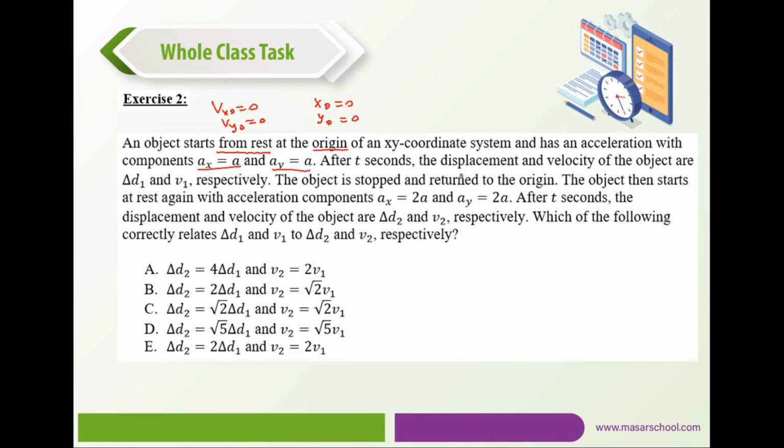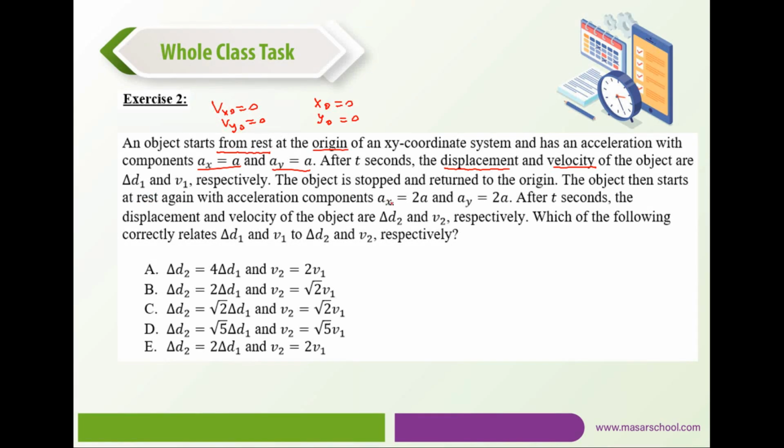After t seconds, the displacement and velocity of the object are given by delta d1 and v1. Notice that here we're talking about displacement and velocity. These are vector quantities, and now they have both x and y components because the motion occurs in 2 dimensions. The object is stopped and returned to the origin. The object then starts at rest again.